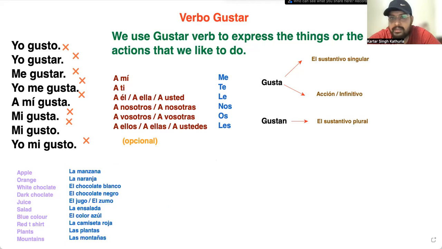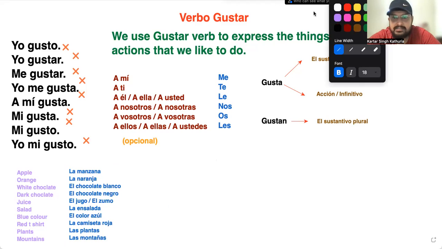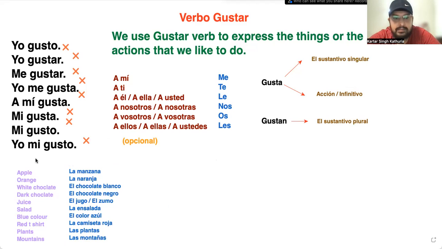And we also talk about the things that we like to do or any actions. So this is the vocabulary of sustantivos, nouns. Las acciones, all the actions that we do in our day-to-day life. It can be, for ejemplo, dance, to drive a car, to walk, to go shopping, and to watch a movie.